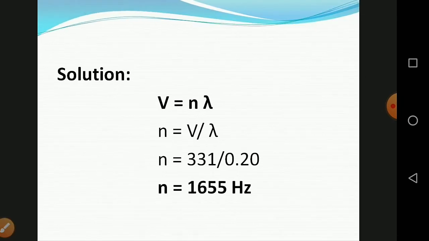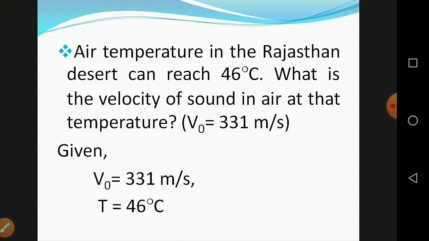We have the formula v is equal to n lambda. We know v and lambda, so we find n. So we move lambda to the left side. n is equal to v by lambda. We substitute the values in this formula. n is equal to 331 divided by 0.2 meter. It gives n is equal to 1655 hertz.